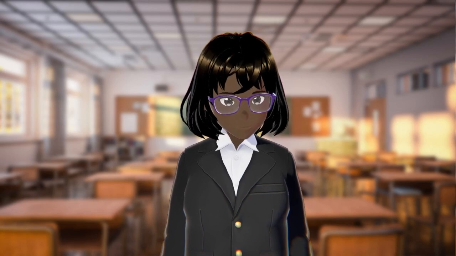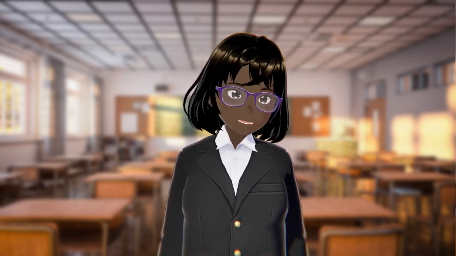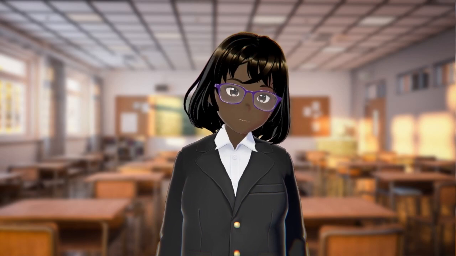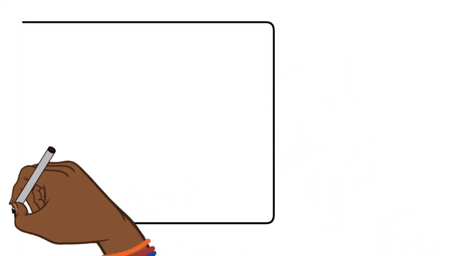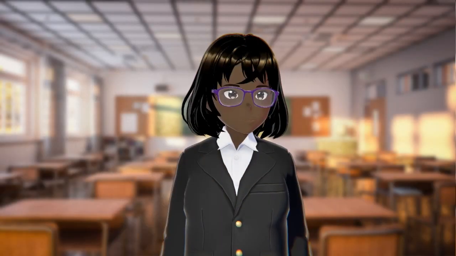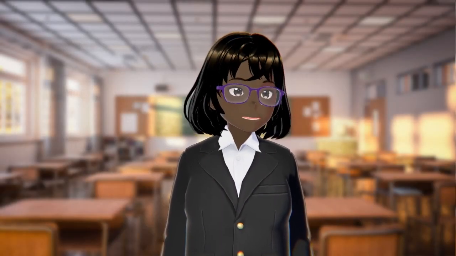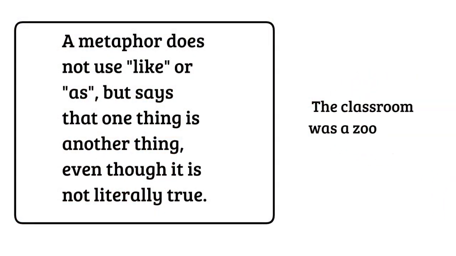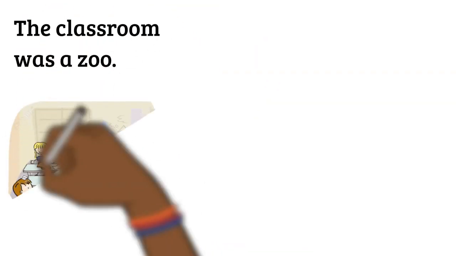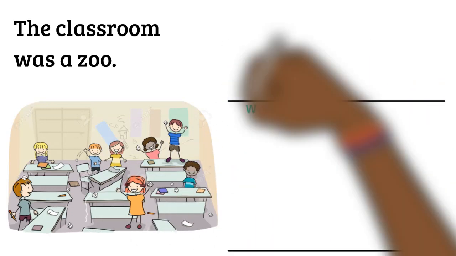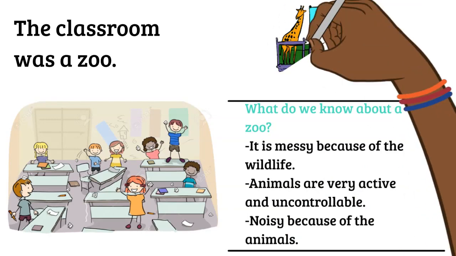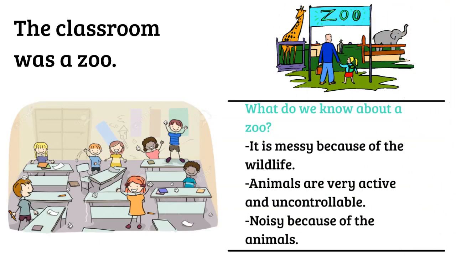Now, let's continue. Let's look at how a metaphor can be used to liven up writing. A metaphor says that one thing is another. Not literally true. Do not take this comparison to be true. It doesn't use like or as to make this comparison. So let's look at the metaphor "The classroom was a zoo." The classroom is being compared to a zoo. These are two different things. Let's ask ourselves, what do we know about a zoo?